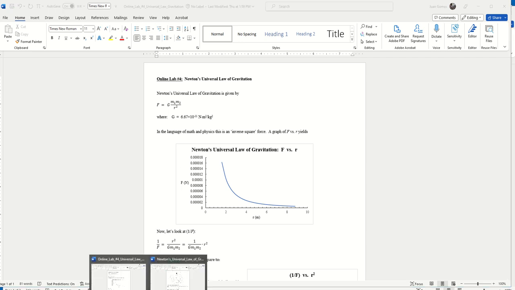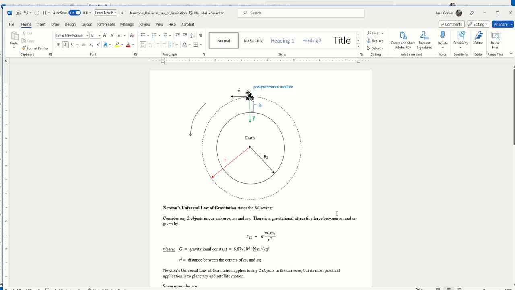I'm going to give you a little bit of background. Basically, Newton's universal law of gravitation applies to planetary motion, for example, the Earth orbiting the Sun, and also satellite motion. We're going to focus mainly on satellite motion. One common example is the motion of a geosynchronous satellite. Here, a geosynchronous satellite is orbiting the Earth, so it's moving in a circle at a constant speed, and we call that uniform circular motion.